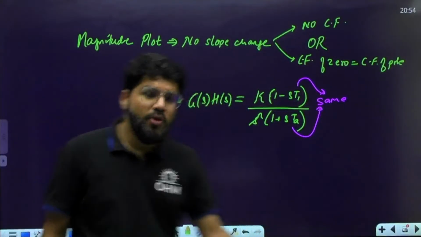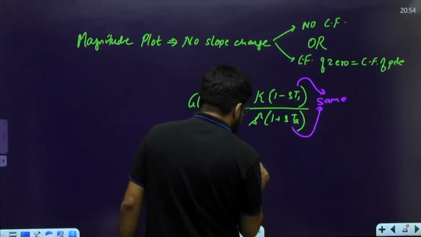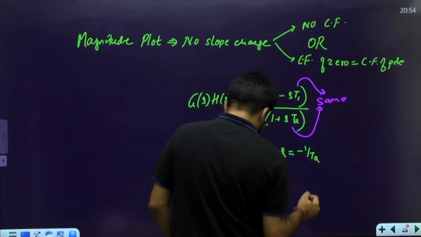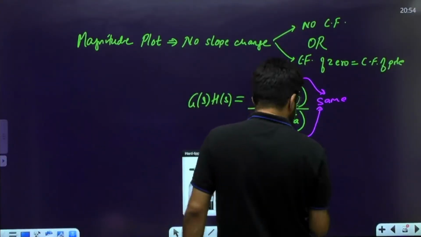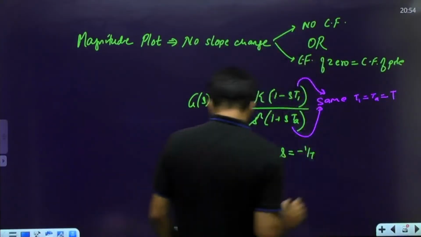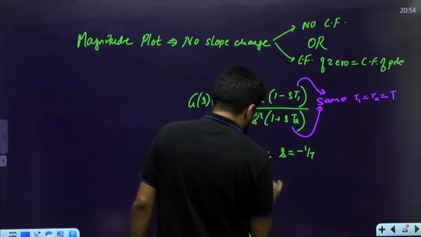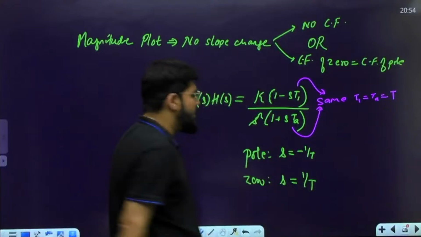Okay, the pole is definitely in the LHP because the system is stable. So this means that there is a pole at s equal to -1 by T, where Ta is T. The pole is at s equal to -1 by T, and the 0 will be at 1 by T.